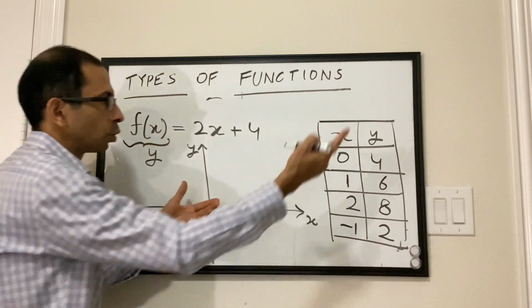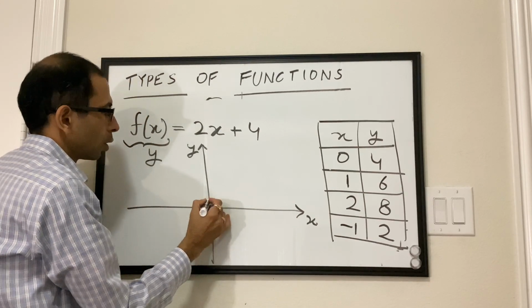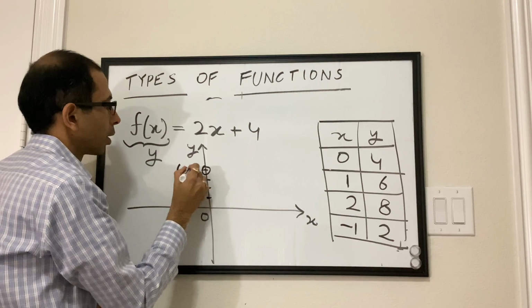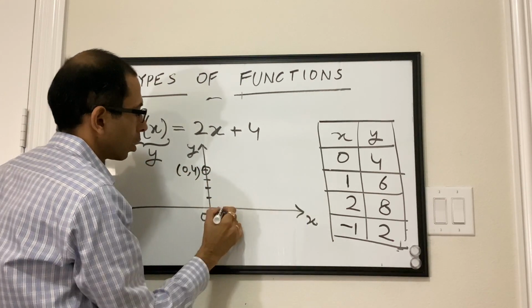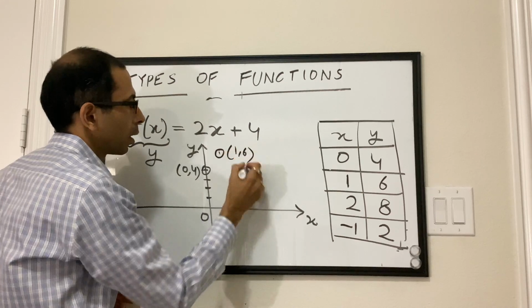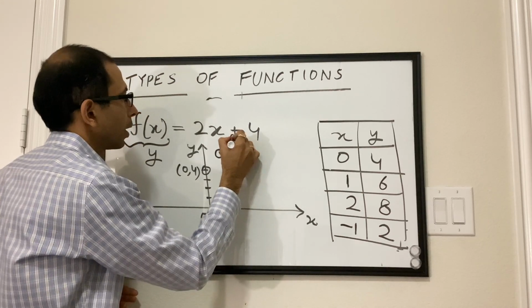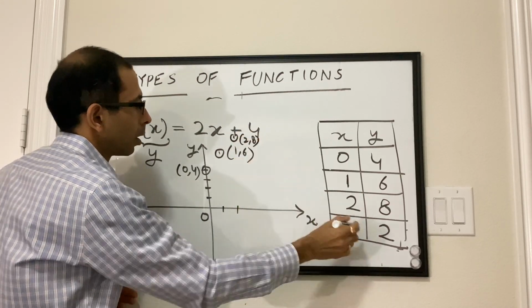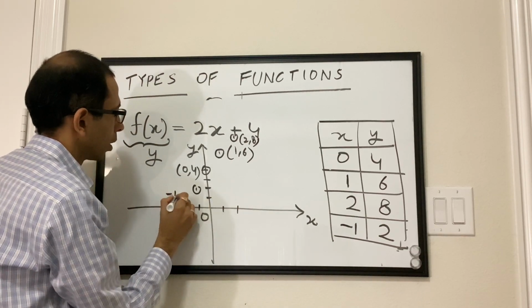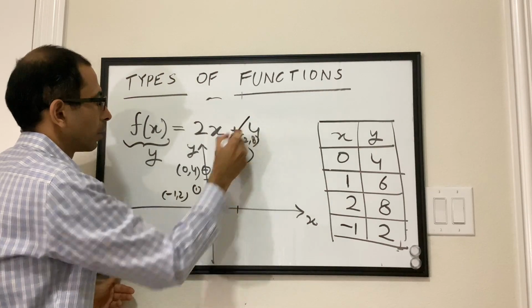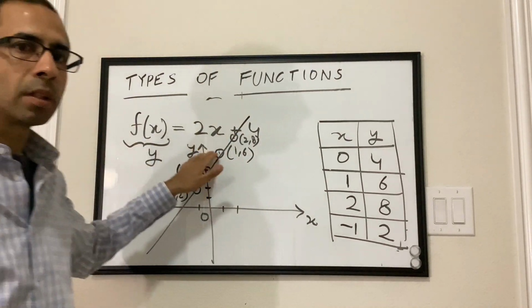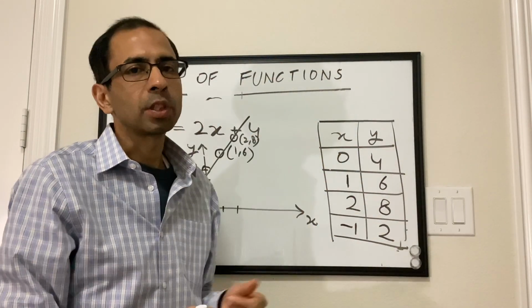All we got to do is to plot those points here. So this is (0, 4), (1, 6), let's say, is somewhere here, (2, 8) is somewhere here, (-1, 2) is somewhere here. So we got 3 or 4 points and we join them. And as I mentioned last time, any linear function will always be in the shape of a straight line.